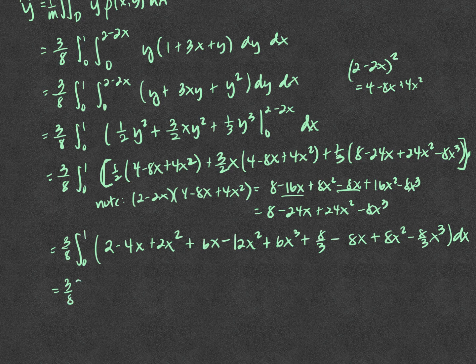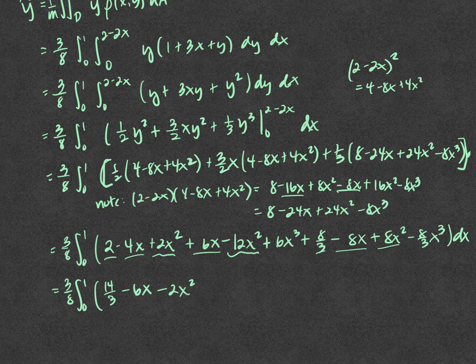So now let's combine like terms. We have 2 and 8/3. So that's 14/3. Now we have minus 4x plus 6x minus 8x. That gives us minus 6x. Negative 4 plus 6 is 2. Minus 8 is negative 6. And then we have 2x squared minus 12x squared is negative 10. Plus 8x squared makes a minus 2x squared.